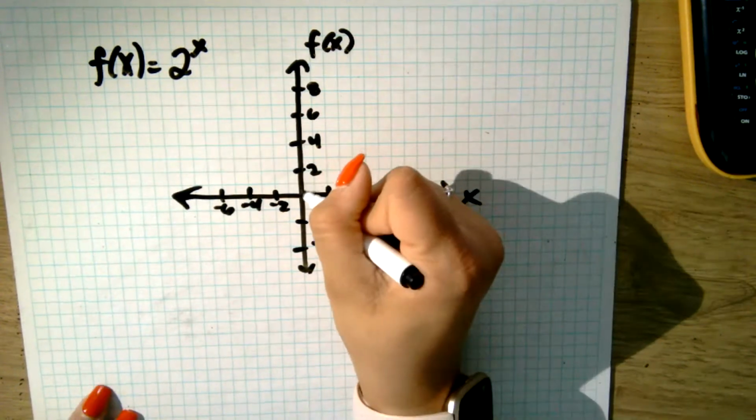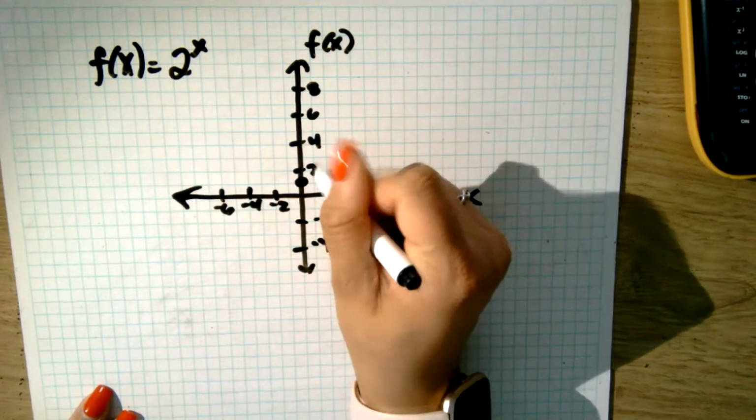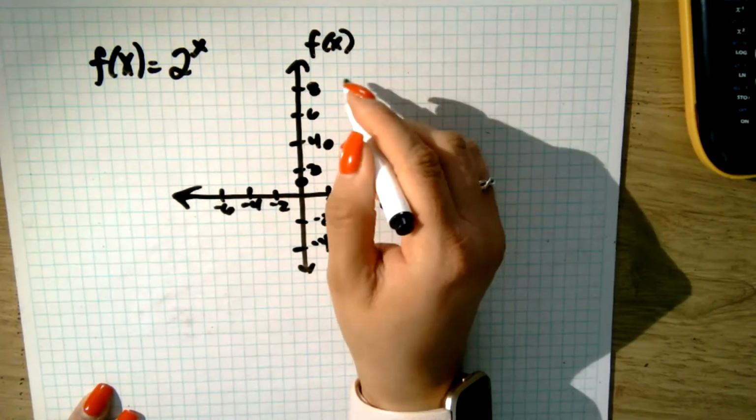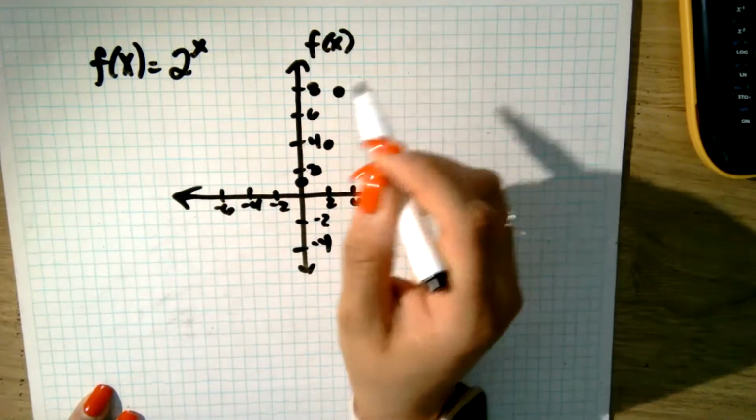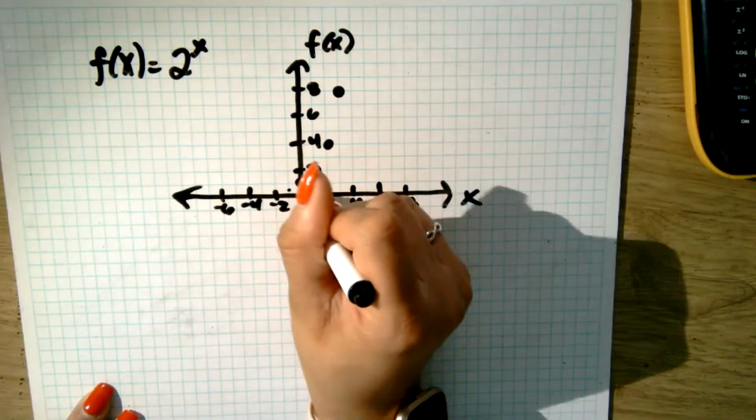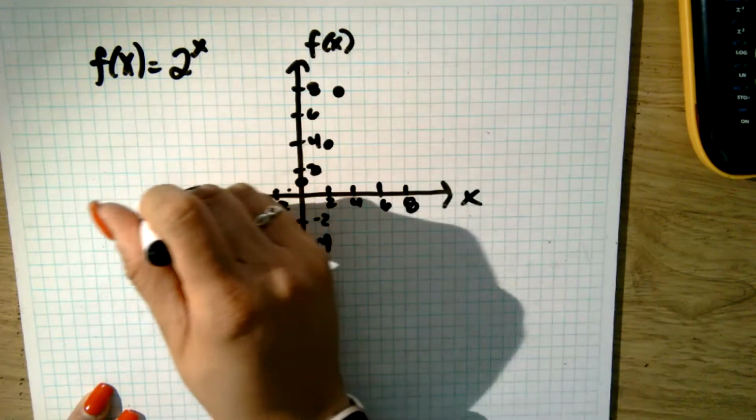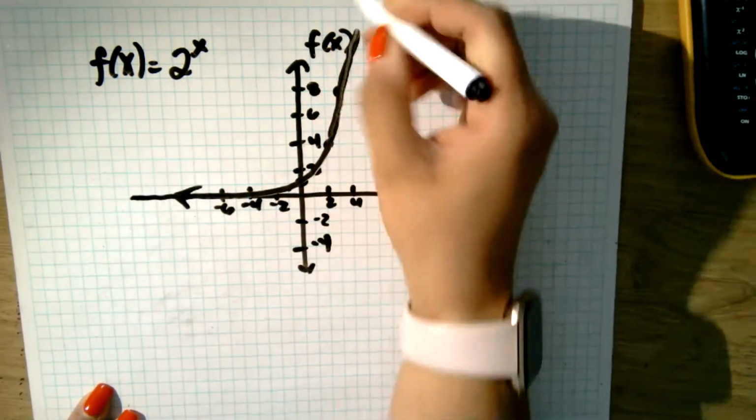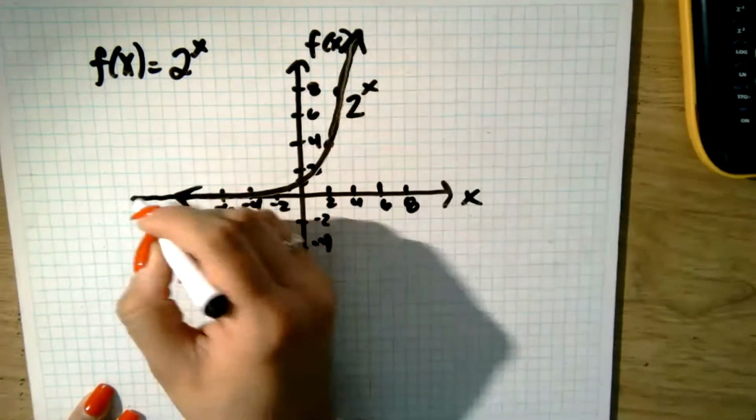Again, 2 to the 0 is 1 right there. 2 to the 1 is 2. 2 to the 2 is 4. 2 to the third is 8. So right there. 2 to the negative 1 is 1/2. Negative 2 is 1/4. So this function right there, this is 2 to the x right there.